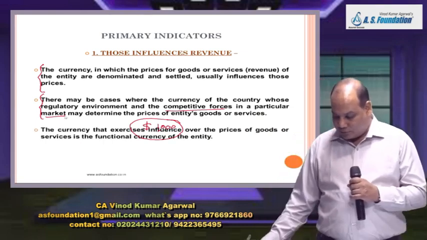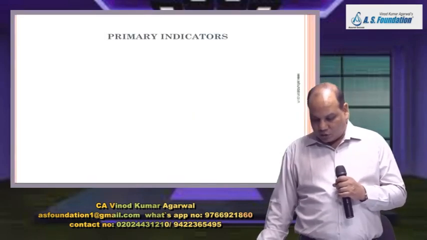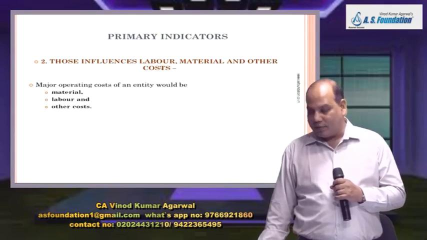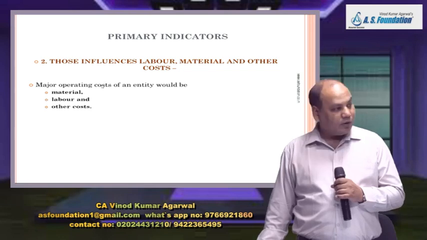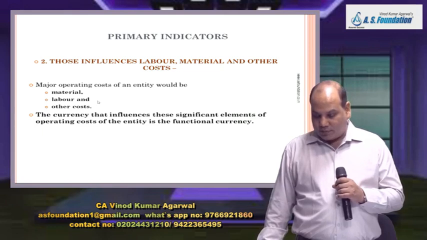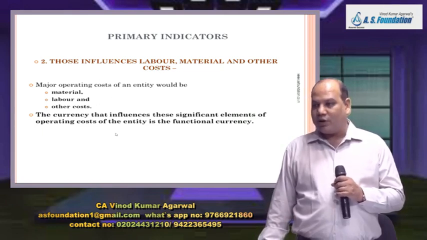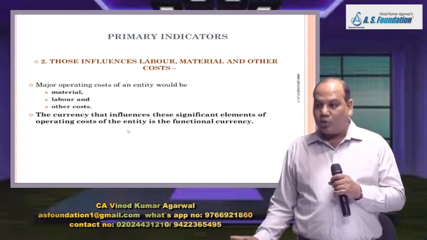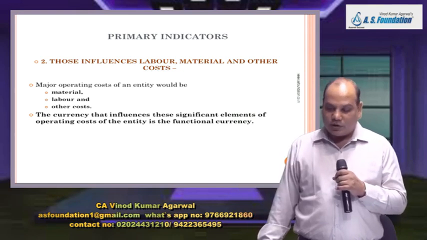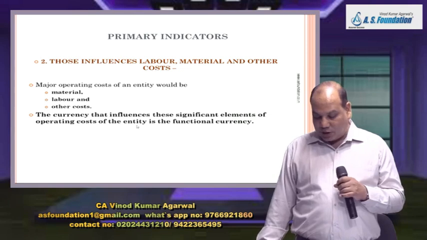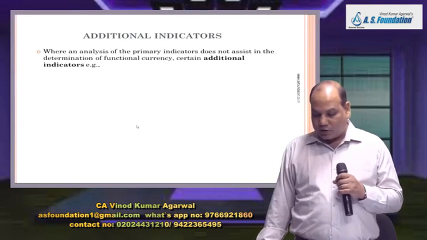The second factor is cost. In which currency are your costs incurred? Which are the major costs of a company? Material, labor, overheads. And since many companies find most of their costs are in their local currency only, the local currency becomes their functional currency. The currency that influences these significant elements of operating cost is the functional currency.